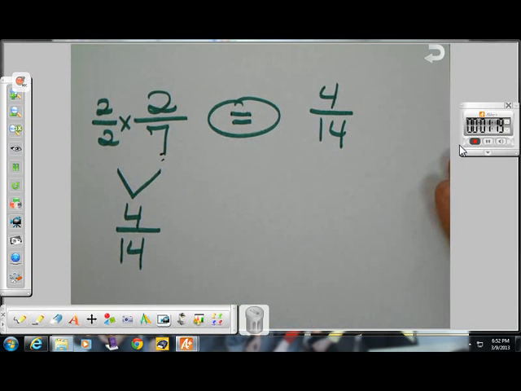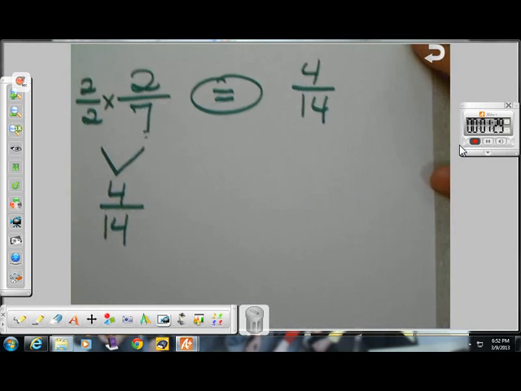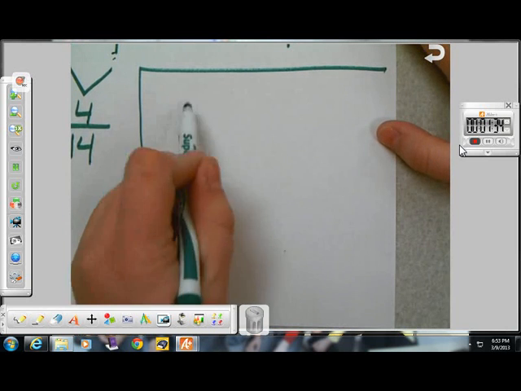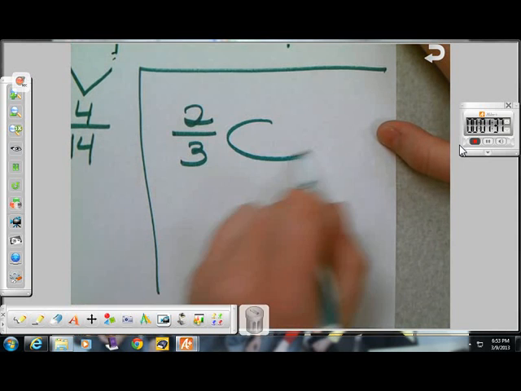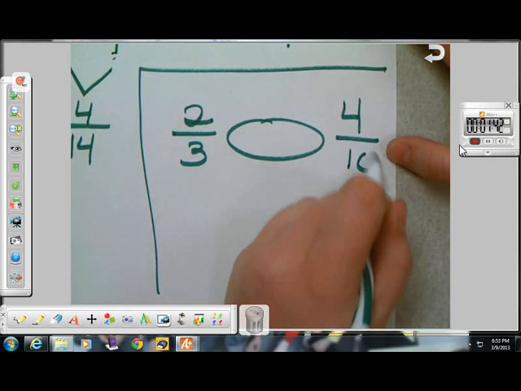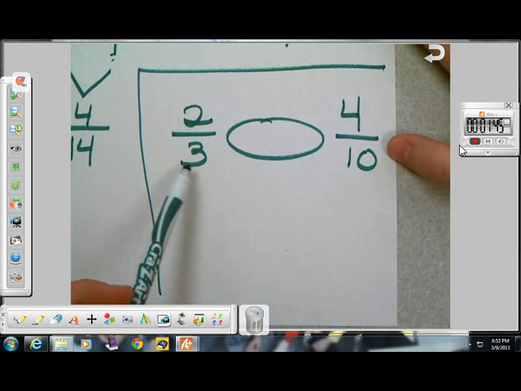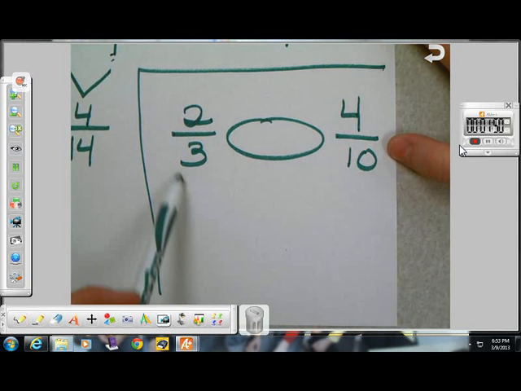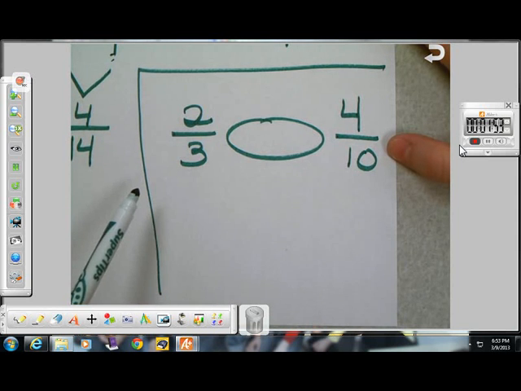You can also find a common denominator even if you cannot necessarily multiply to change just one fraction. For example, let's say we have 2/3 compared to 4/10. I can't find a common denominator by saying 3 times anything is 10, or by saying 10 divided by anything is 3. So I'm going to have to find a common number that they share, a common multiple.